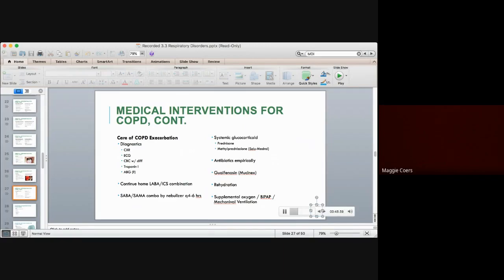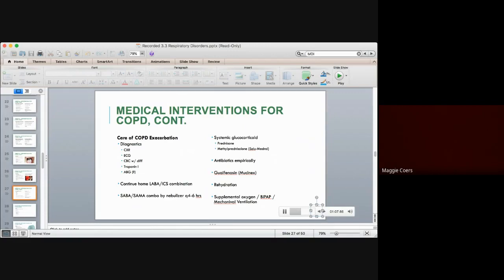But often the ED will add more frequent SABAs and SAMA nebulizers, usually with a DuoNeb, which is albuterol and ipratropium. In the ED, systemic glucocorticoids will also be added, like prednisone or solumedrol.